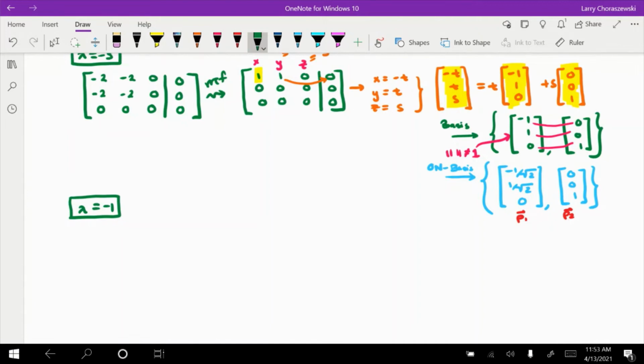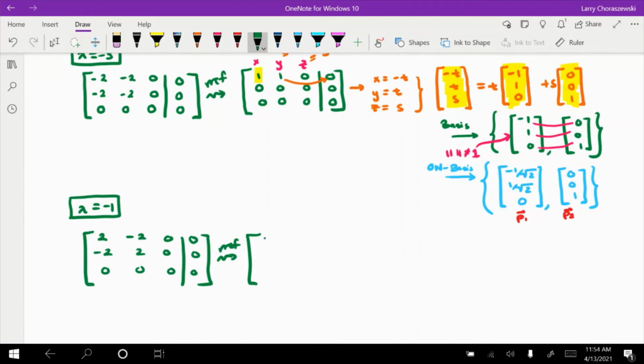All right, so I'll start writing out the solution that I have. So when lambda is equal to -1, lambda I minus A attached with the 0 vector will give the following augmented matrix. Which when you RREF this, you're going to get 1, -1, 0, 0 for the first row, 0, 0, 1, 0 for the second, and then all zeros for the third row.